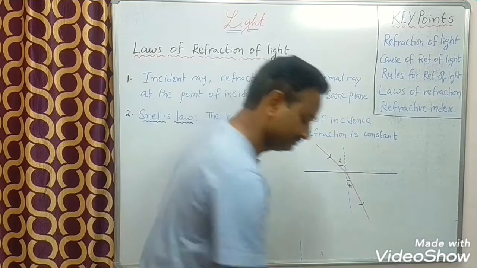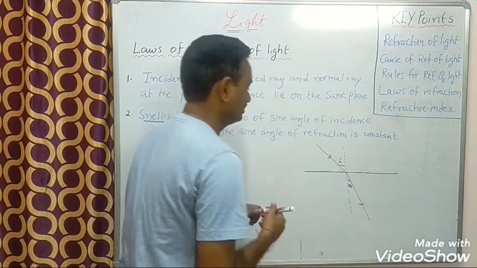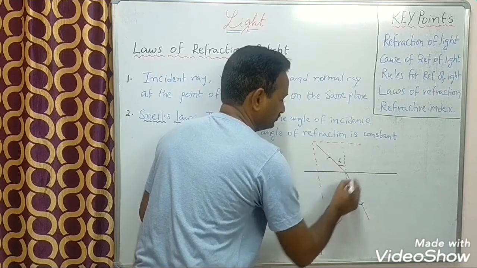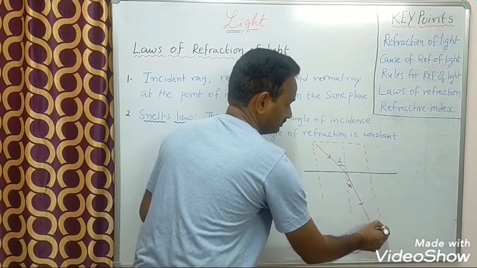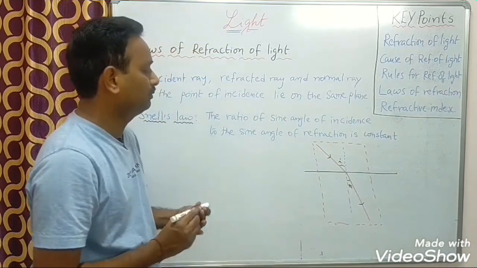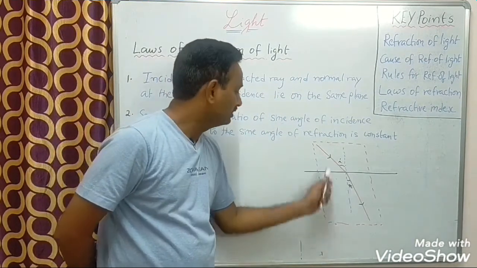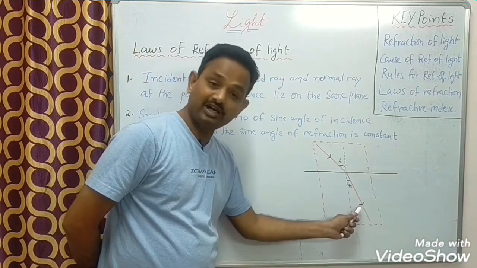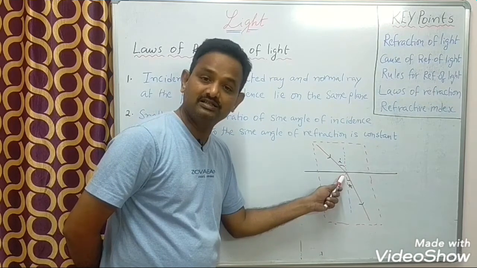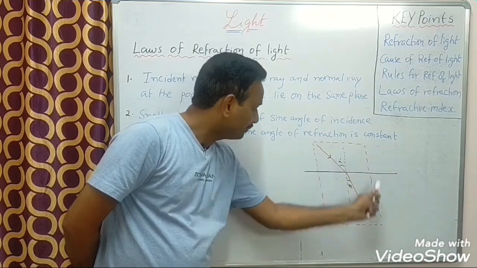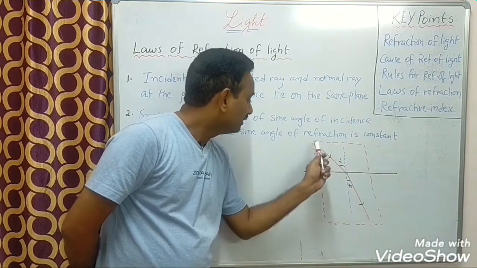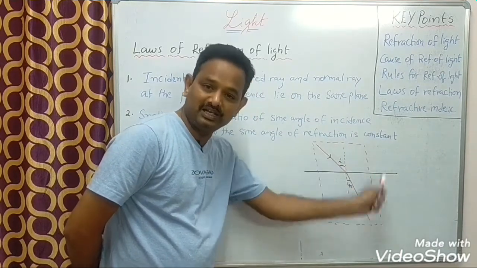For suppose, I will draw one vertical plane here. In this vertical plane, if you observe, the incident ray, refracted ray and normal at the point of incidence lie on the same plane. That means all these three lie on this vertical plane.